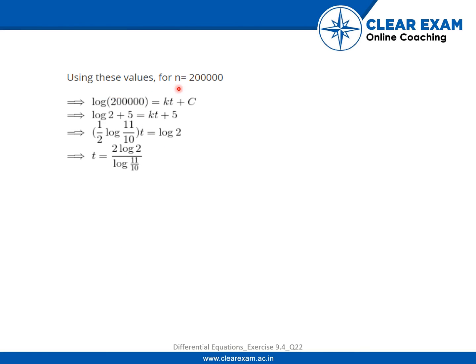Using the values for n is equal to 2 lakh, log 2 lakh is equal to kt plus c. Log 2 plus 5 is equal to kt plus 5. Half log 11 upon 10 t is equal to log 2, right? 5 will get cancelled. T is equal to 2 log 2 upon log 11 upon 10.